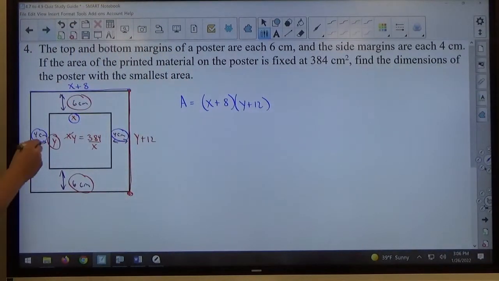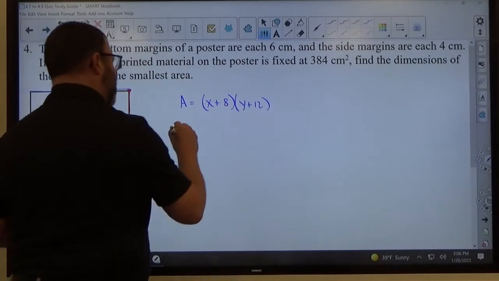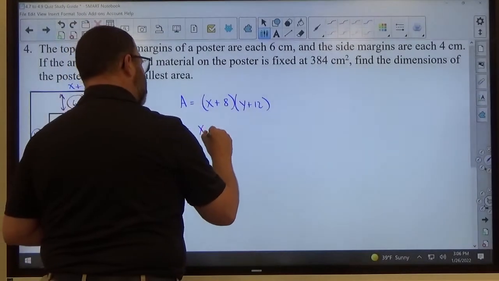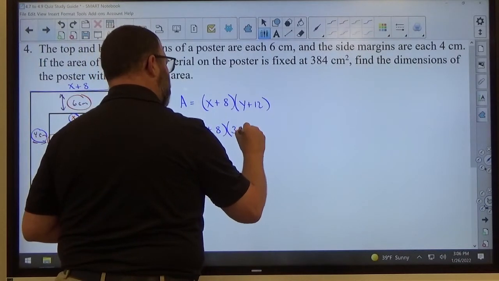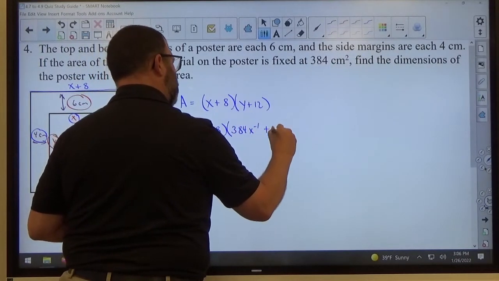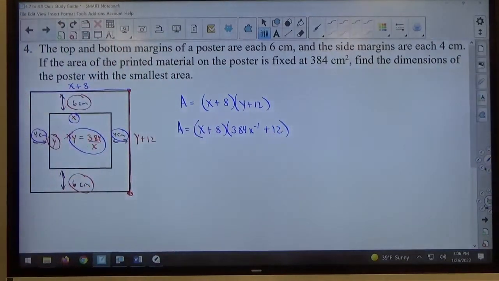But instead of Y, I'm going to use 384 over X, or 384x to the negative first. So area equals (x plus 8) times (384x to the negative first plus 12). Now my area is in terms of a single variable. I would multiply that using FOIL first.